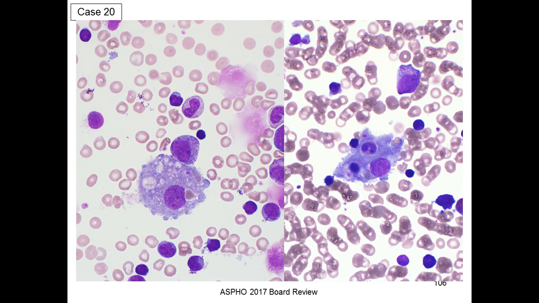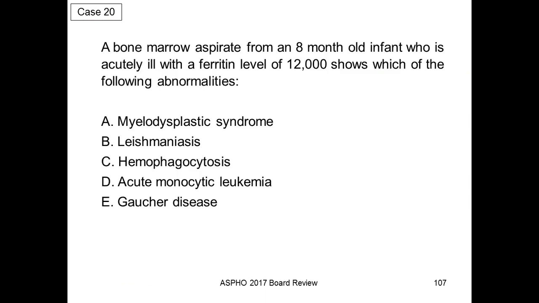Case number 20. Here we have a bone marrow aspirate. So this is an aspirate from an 8-month-old infant who is acutely ill. She has a very high ferritin level. Which of the following abnormalities is shown on the photo? Is this an example of myelodysplastic syndrome, leishmaniasis, hemophagocytosis, acute monocytic leukemia, or Gaucher's disease?